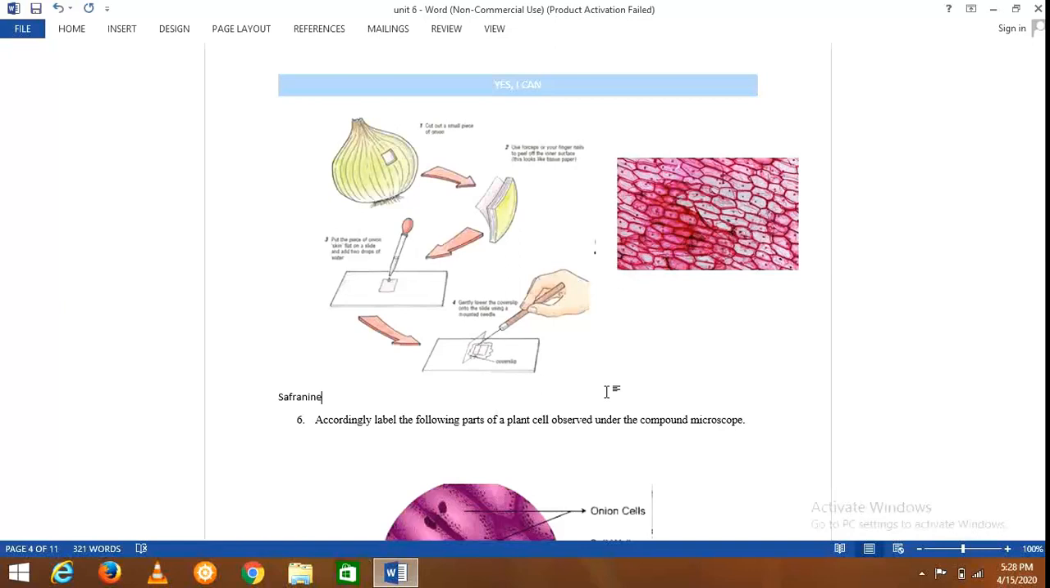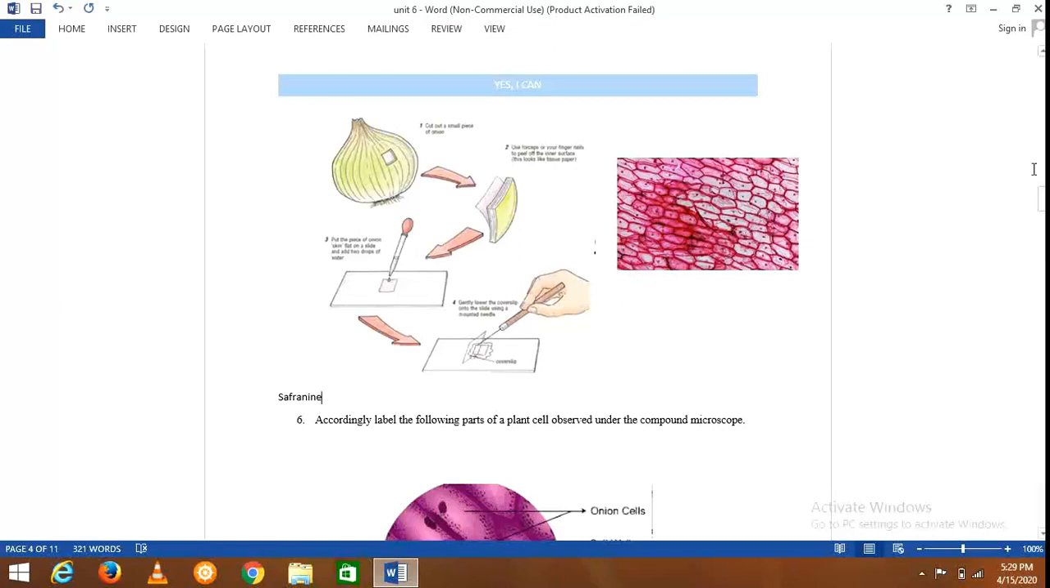transfer it into water in a watch glass, then transfer the specimen onto a drop of safranin in a watch glass, again put it into water. After that, obtain the specimen with the help of a paintbrush onto the drop of water on the glass slide. Then cover the specimen with a cover slip without entering any air bubbles. After that, observe it under the microscope.